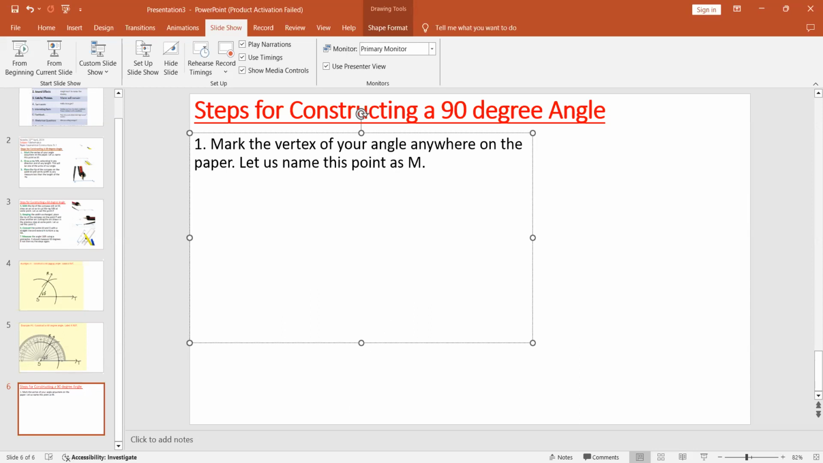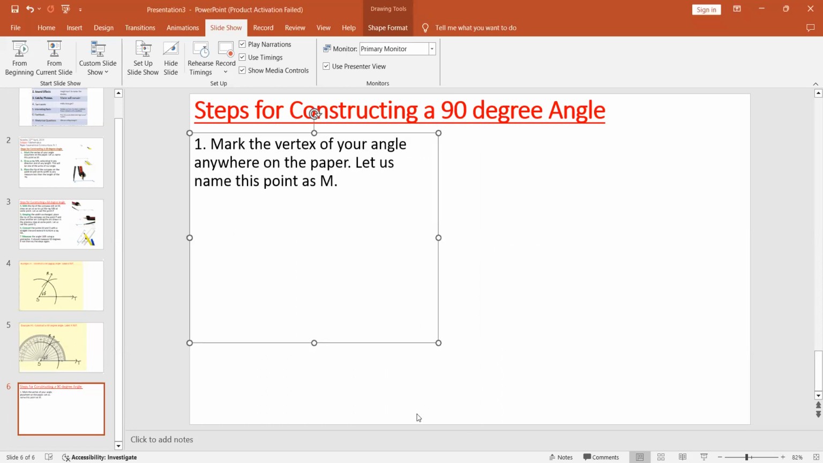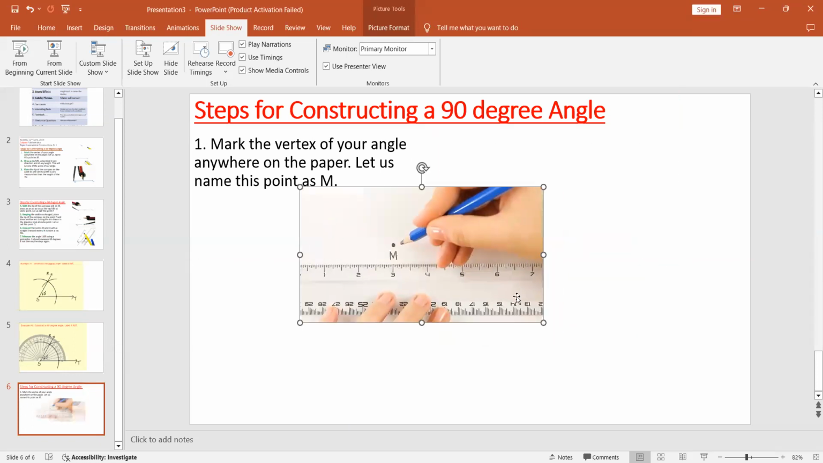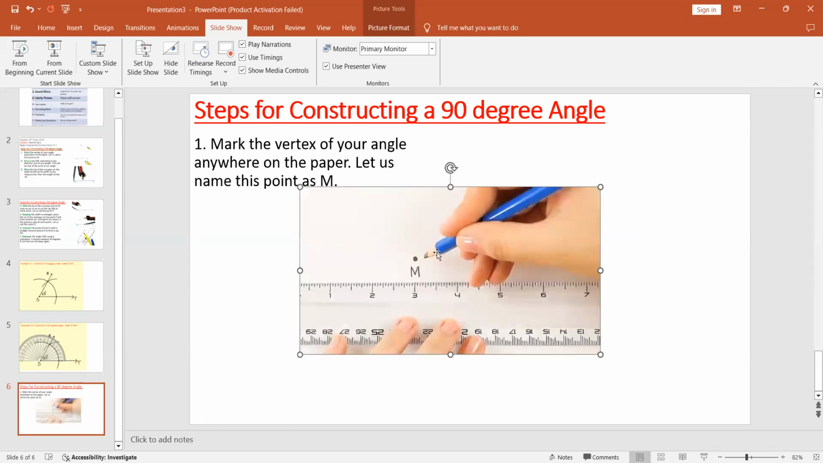Okay. So like I said, we're starting off in basically the same way as we did with constructing the 60 degrees. You start off by marking your point, which is going to be the vertex of your angle.